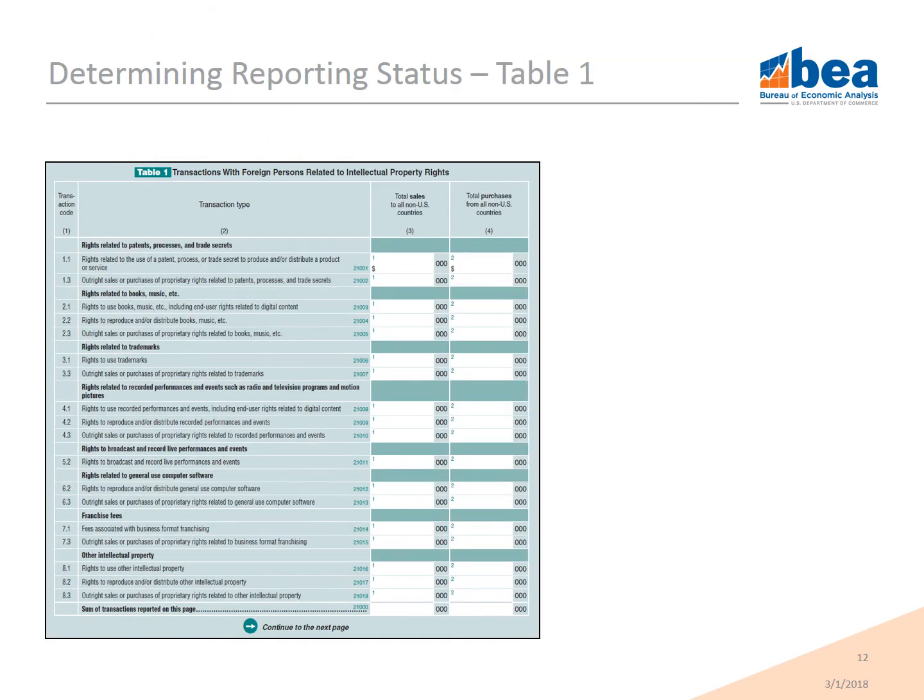In Table 1, U.S. reporters who had transactions with foreign persons in intellectual property must report according to what types of rights were conveyed with those transactions. Transactions in intellectual property typically fall into 3 categories: rights to use intellectual property, rights to reproduce and/or distribute intellectual property, and the outright sale or purchase of intellectual property, including the conveyance of a right to use a property in perpetuity. For more information about these categories, please view the video titled BE 120 Category Changes at www.bea.gov/BE120.